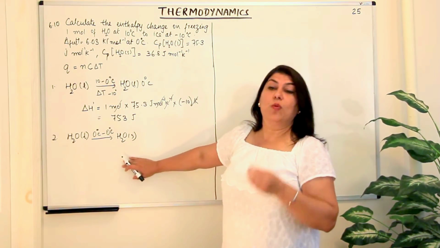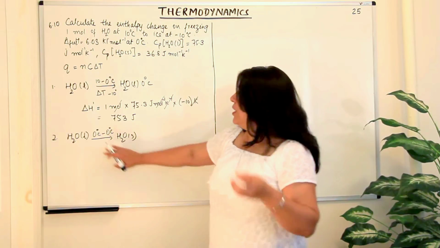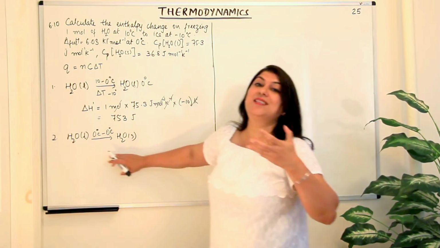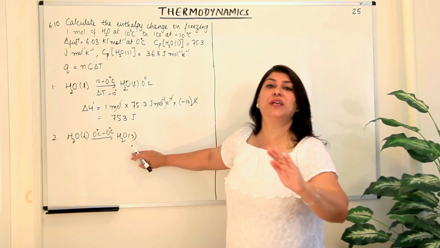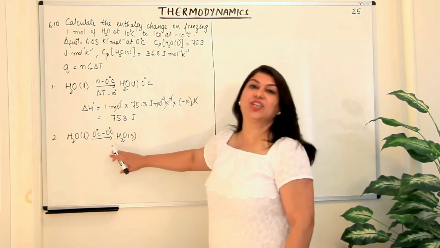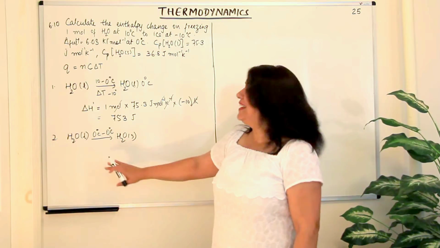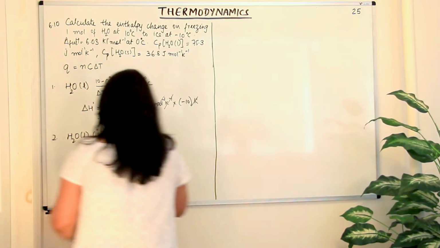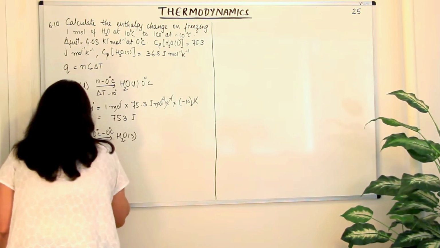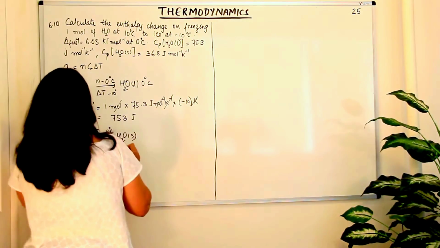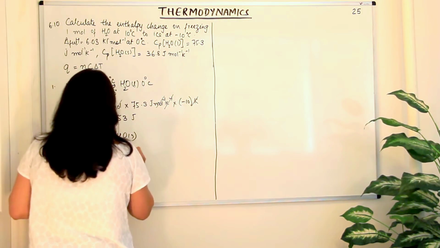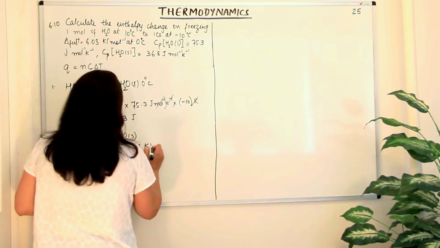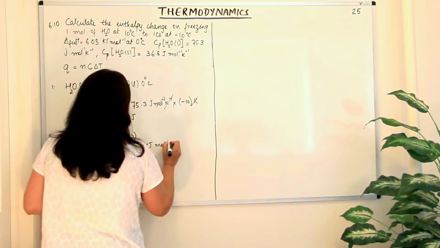The enthalpy of fusion for water. What is happening in this step? Let me repeat. Water in the liquid state is turning into water in the solid state at 0 degrees Celsius. There is no change in temperature, right? And therefore we consider the second enthalpy to be the latent heat of fusion of water, and it is 1 mole times the latent heat of fusion given to you, which is 6.03 kilojoules per mole, right?